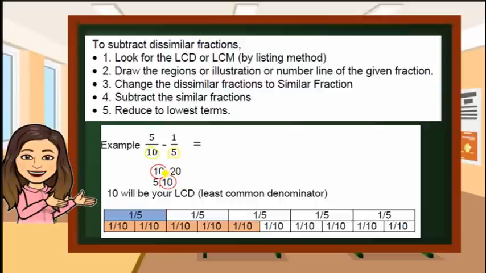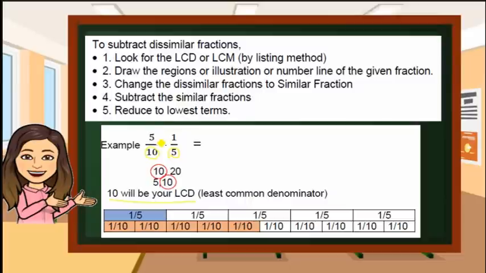So now, let us list down the multiples of 10 and 5. So 10, 20. Then we have 5, 10. Still, we will get the least common denominator, which is 10. So 10 here will be your LCD or least common denominator. So let us illustrate or visualize 1/5. Here in our fraction chart, the whole is divided into 5 parts. So we have here 1/5. Only the shaded part is the 1/5.